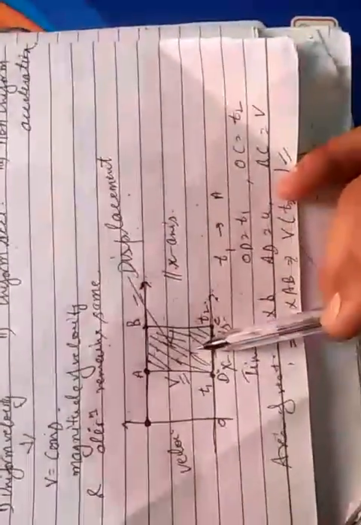So in my first case, if I want to find the displacement or the distance moved by the object, we will find the area of the rectangle under the straight line that we obtained. So overall we conclude that the magnitude of the displacement and the distance moved by the object is equal to the area enclosed under the straight line.